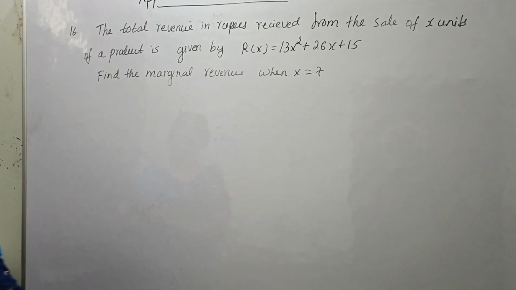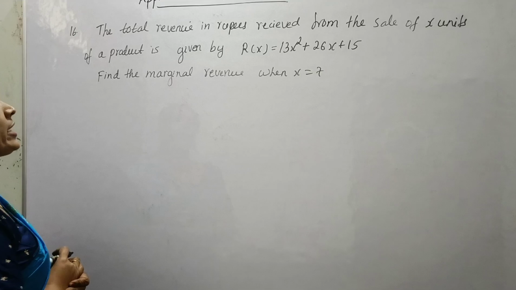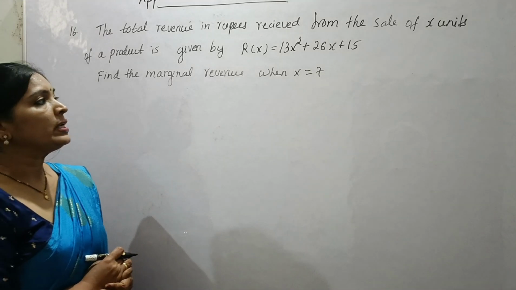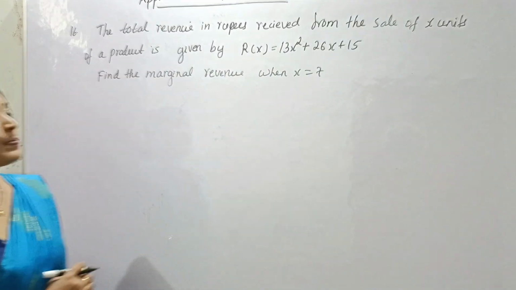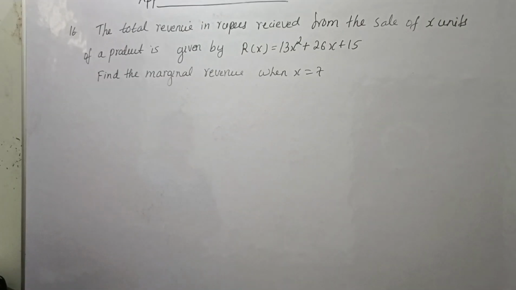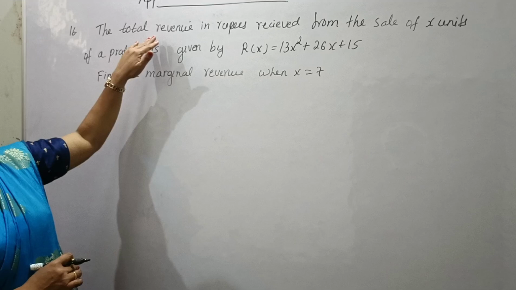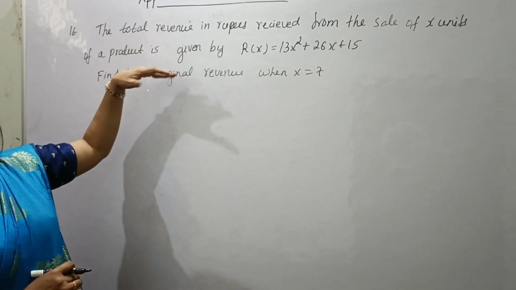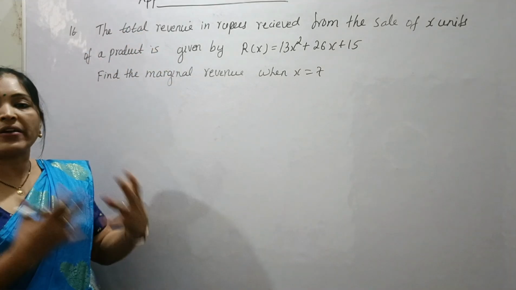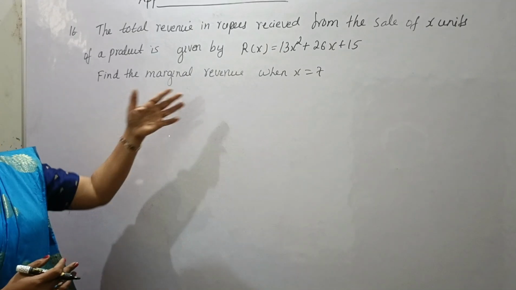Similar question: the total revenue in rupees received from the sale of x units of a product is given by R of x is equal to 13x square plus 26x plus 15. Find the marginal revenue when x is equal to 7. See, the last question was about total cost, where 17 units were produced. Here 7 units are sold.